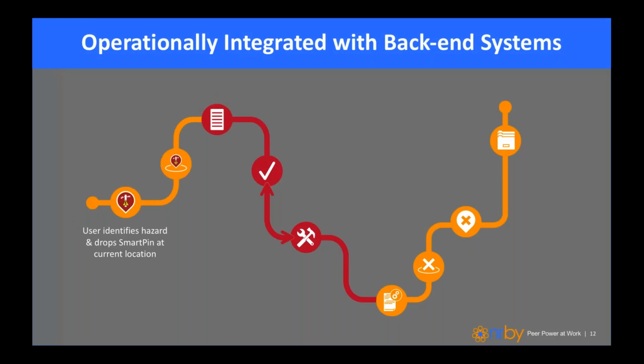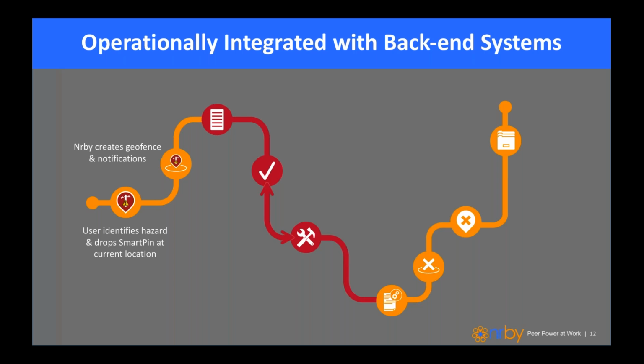I want to show you a diagram of that information flow to make the point even more clearly. So this little timeline is showing you the flow of information from when the Nerby app begins to collect information, in orange, and how it might synchronize that information with central back-end systems, in red, and then loop back to coordinate and synchronize with the Nerby app so that users are properly notified and informed. So a user identifies the hazard, drops a Smart Pin at his current location.